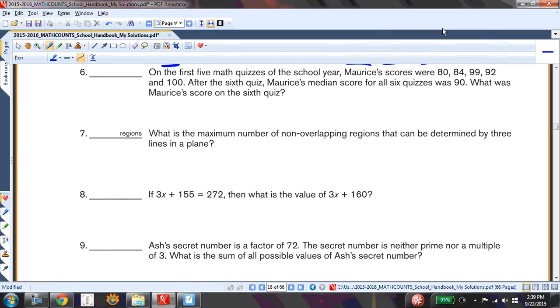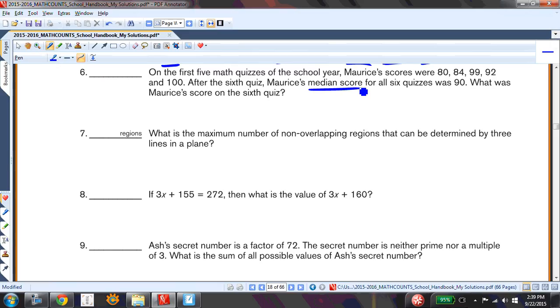Okay, on the first 5 math quizzes of the school year, Maurice's scores were 80, 84, 99, 92, and 100. After the 6th quiz, Maurice's median score for all 6 was 90. What was Maurice's score on the 6th quiz? Well, don't forget median is just the middle number. That's what median means, the middle number.